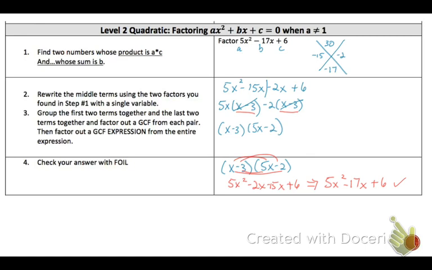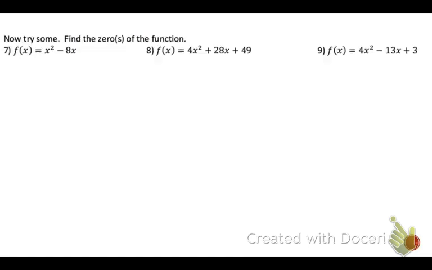So it's the middle term. Once you find those 2 values, or the middle steps, you have to rewrite the middle term, and then we group the first 2 terms together and the last 2 terms together, factor out greatest common factors, and then we can get our factors. Now let's try some, okay?